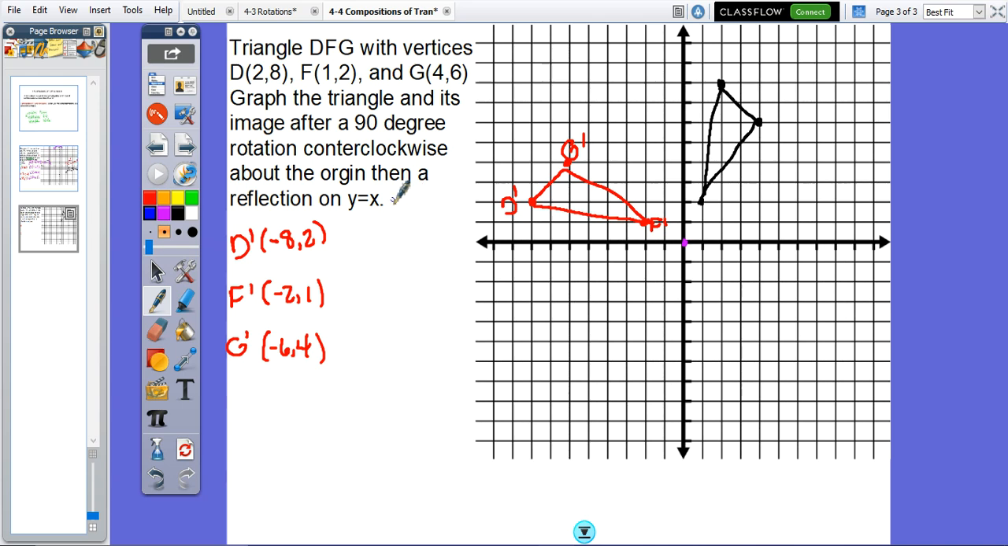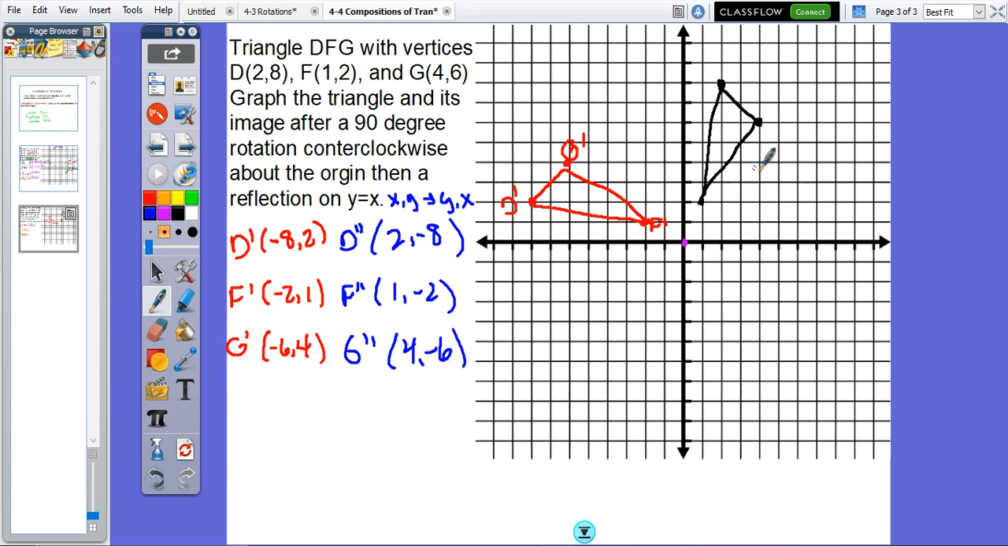If you remember reflection, which that one for some reason I do remember, when you do the transformation, you just flip the numbers as they are. So you're not doing any negatives or positives. So since we have -8, 2, our D double prime will be at 2, comma, -8. Looks like a 3. Let me redo that. There we go. 2, comma, -8. And then F double prime will be at 1, comma, -2. And G double prime will be at 4, comma, -6. Ooh, let's graph that. Let's see what that looks like.